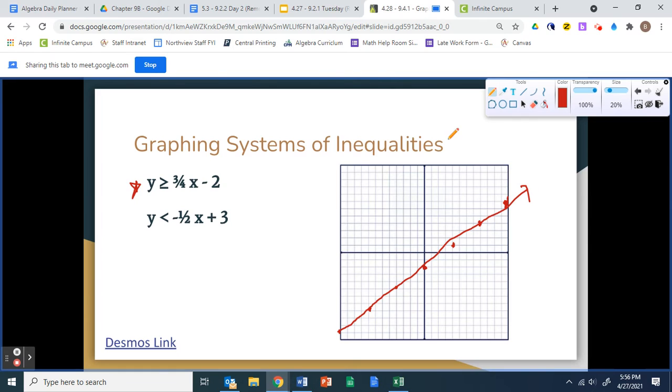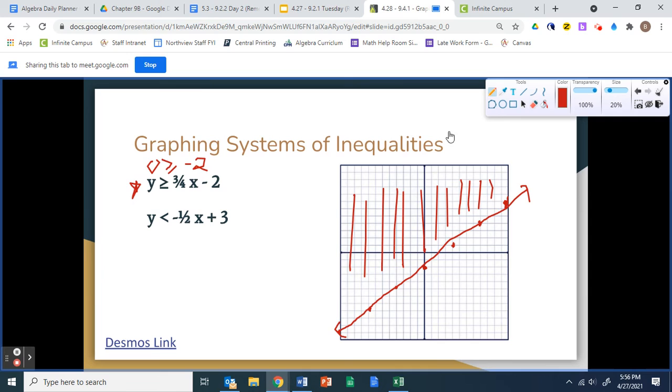Okay, so I drew my line. Now I'm going to shade for this one. And so I'm going to test 0, 0 again. So if I do this, I get 0 is greater than or equal to, well, the 3/4 x turns to 0. So I should have a -2. So does 0, 0 work? Yes, it does. So I'm going to shade the side with 0, 0. So I'm going to go ahead and shade that side.